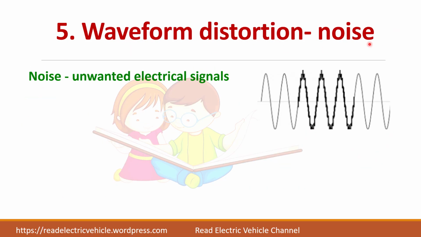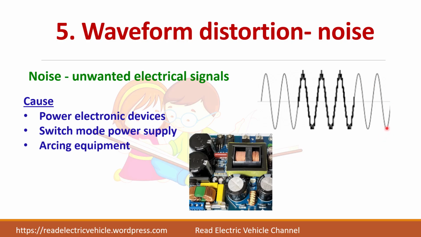Next, we will see about noise. Noise, we know, is an unwanted signal which is superimposed on the power supply. It can be caused by any power electronic devices or SMPS, which are operating at a very high speed. So they will be operating at very high frequency. All these things can introduce noise into the power signal.